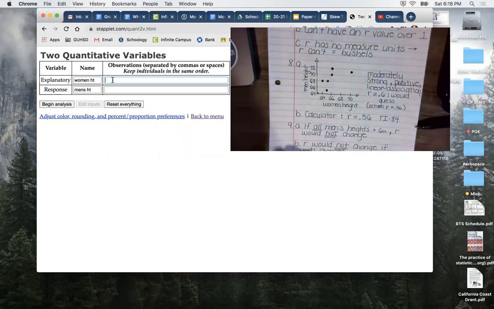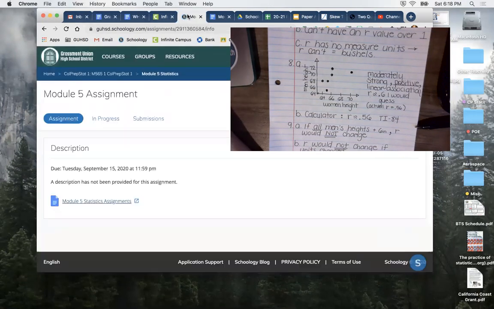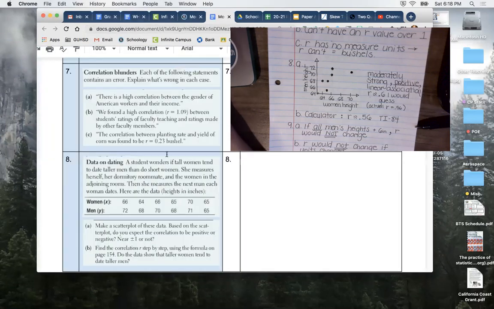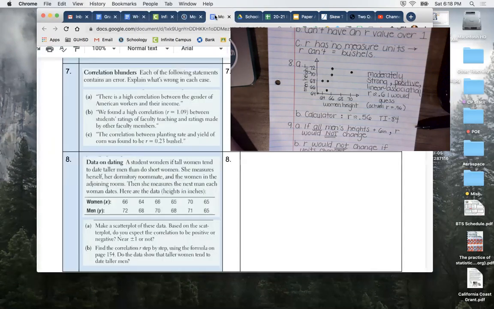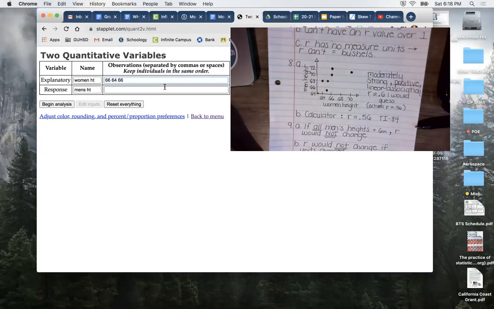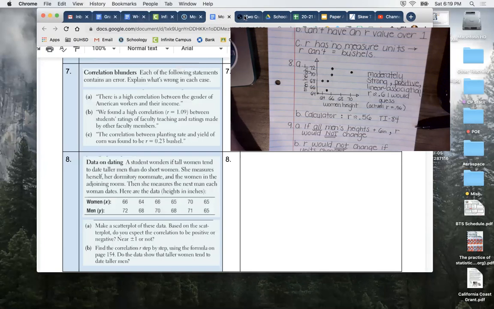So in this data, I need to go back to it really quick. I have right here 66, 64, 66. I should actually grab that out. 66, 64, 66. And then I have 65, 70, 65. So going back, I'm going to move them close to each other. 65, and I can't remember the other one really quick, 70 and 65.